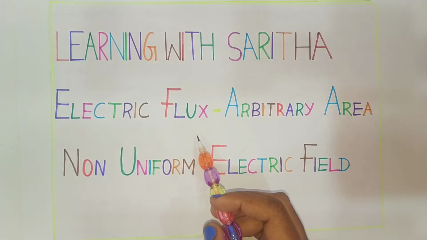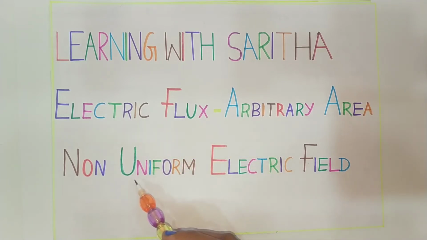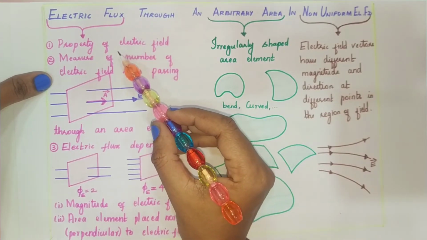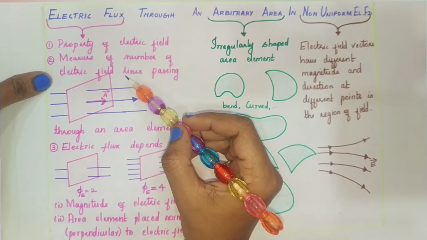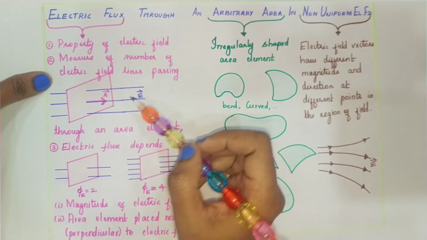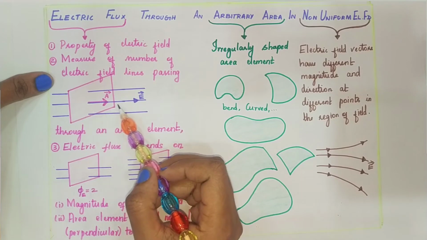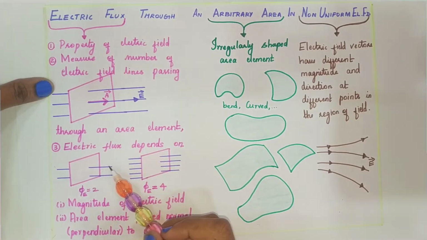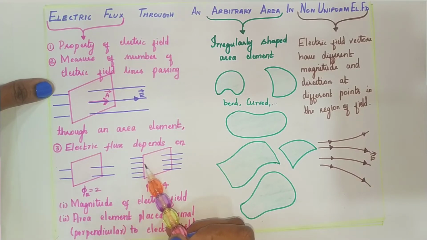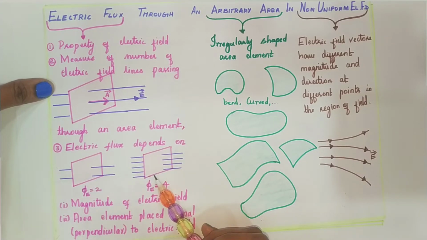It's my pleasure in presenting a video on the topic electric flux through an arbitrary area placed in non-uniform electric field. Electric flux is the property of an electric field, that is, when we place an area element in uniform electric field, the number of lines crossing the area element gives the electric flux. And the electric flux depends on two factors, that is the magnitude of the electric field and the area element that is placed in the electric field.